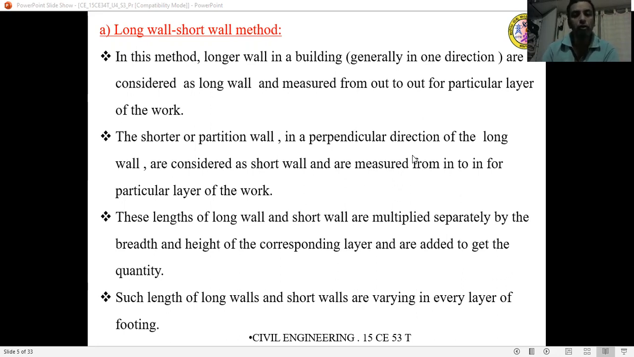Such lengths of long walls and short walls vary in every layer of the footing. That means the length of the short wall and the length of the long wall is different for each item of work. For example, the length of the PCC for the long wall and the length of the stone masonry for the long wall will decrease or increase depending upon the width of the particular item of work.